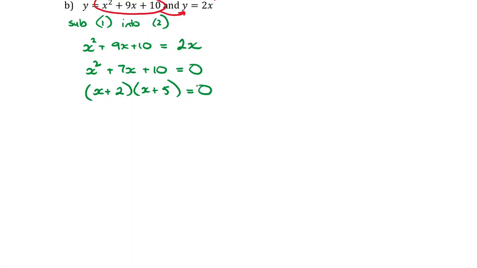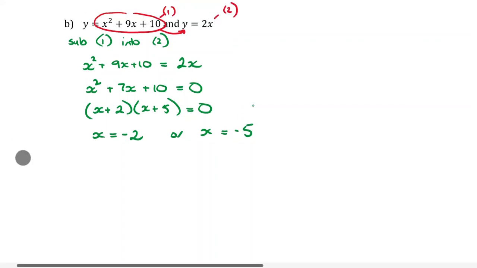So I've factorized it. From the first bracket, I will get x is equal to minus 2. From the second bracket, I will get x is equal to minus 5. I will need to sub those back into one of the original equations. It'd be easiest to put it into equation 2 because it's much shorter.